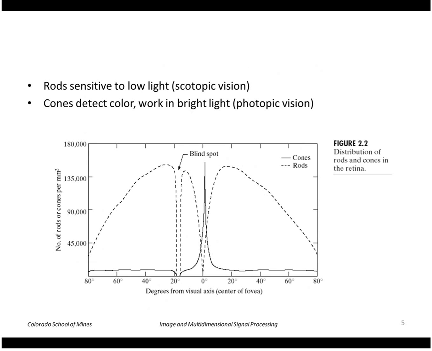This shows the density of rods and cones as you get away from the fovea, which is at 0 degrees. Remarkably, you can actually see out to about 80 degrees in either direction. But the size of the fovea, of course, is just the very narrow part around 0 degrees. So the cones are primarily in the fovea. The rods are distributed on the outside, away from the fovea.